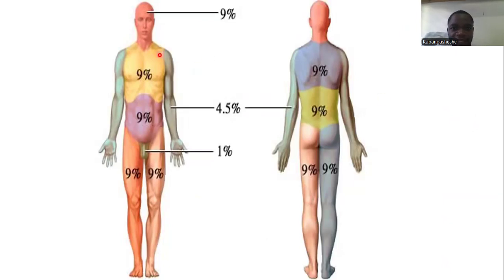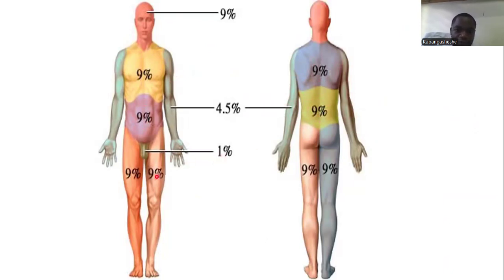So the head is given 9%. The anterior trunk also is 9%. 9 for the thorax, 9 for the abdomen and pelvis there. So anterior trunk, 18. Posterior trunk, 18. Upper limb. So one upper limb, both front and back, is equals to 9. So 9 for one upper limb, 9 for the other upper limb. So together, both upper limbs account for 18%.